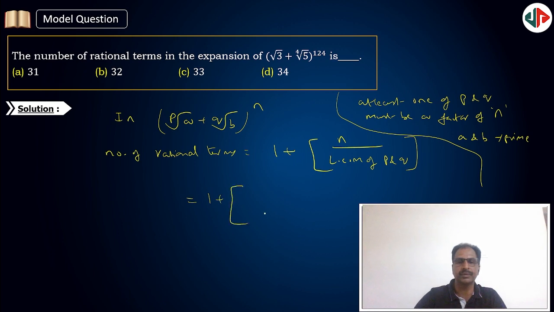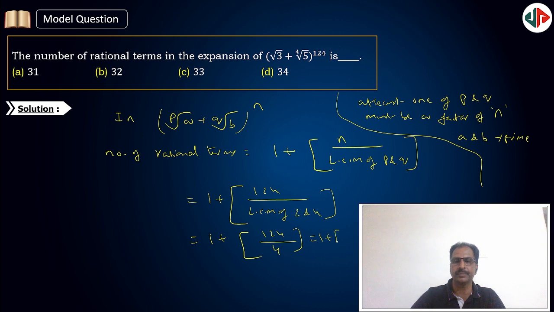So 1 plus step of n is 124 by LCM of p and q. p is 2, q is 4. This is the step function, not the normal bracket. So the LCM of 2 and 4 is 4, so this is 1 plus step of 31. Step of 31 is 31. So 1 plus 31, 32 is the answer, option D.